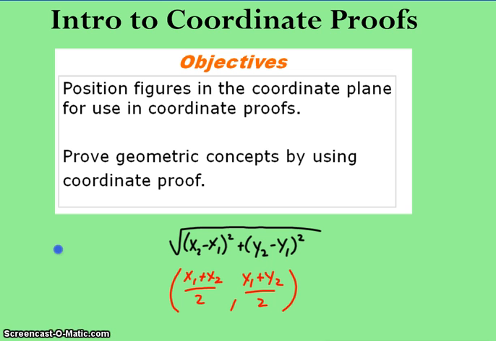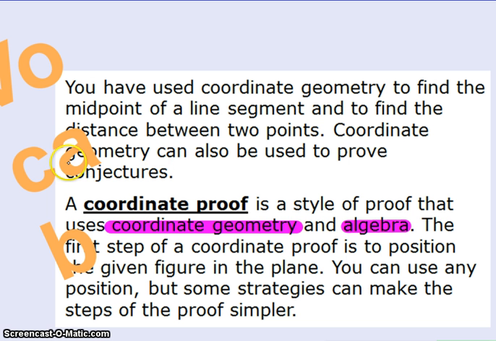As a refresher, we need to be aware that this top formula is the distance formula, and the bottom formula is the midpoint formula. Alright, so what we're going to do is put certain points on the coordinate plane, and we have to determine the shape that it is. When we do that, we actually create something called a coordinate proof, okay?